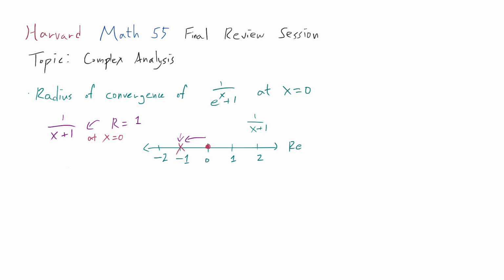The maximum distance you can go is r equals 1. And that's one way of thinking about the radius of convergence. But obviously, 1 over e to the x plus 1 is always defined on the real line. e to the x plus 1 is never 0. It's always positive, greater than 1. So how can there be any problem?